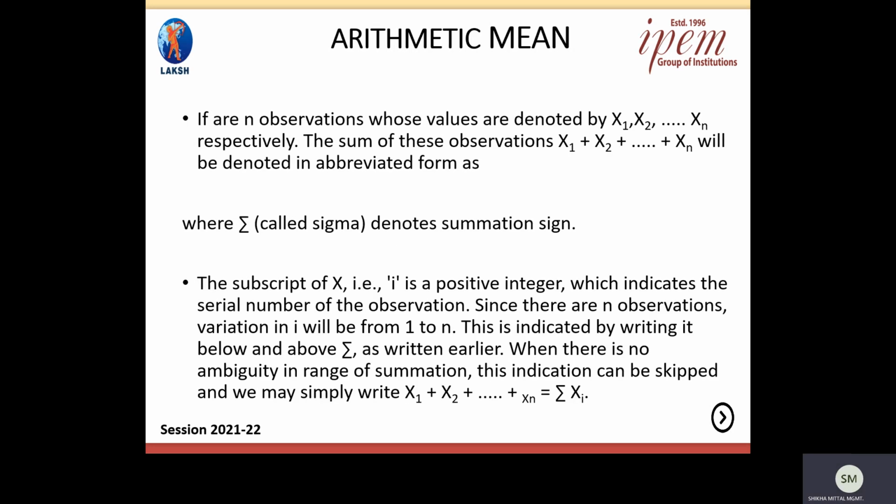So first, what is arithmetic mean? This is a very simple concept. It is the average obtained by dividing the sum of the observations by their number. It is represented by x bar. So x bar is defined as summation x divided by n, where summation x is the sum of observations and capital N is the total number of observations.